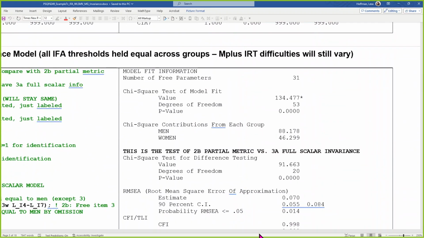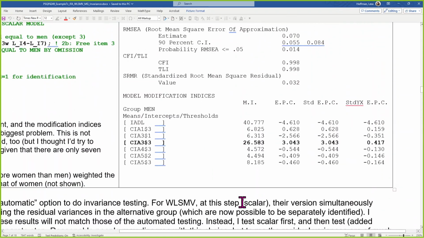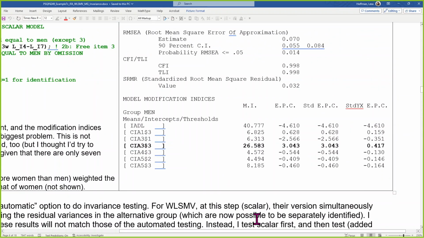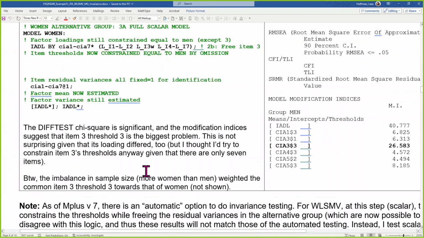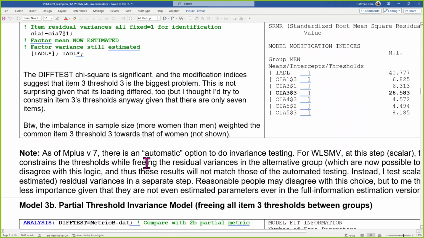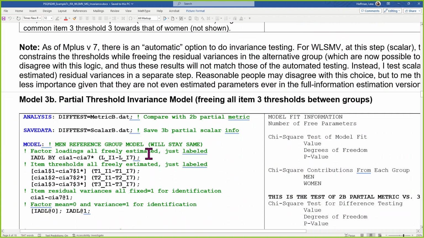Okay, here we are. Full scalar. Okay, so item 3, given that loading wanted to be different anyway, I'm going to go ahead and free all of item 3's thresholds. I'm going to free item 3's thresholds.